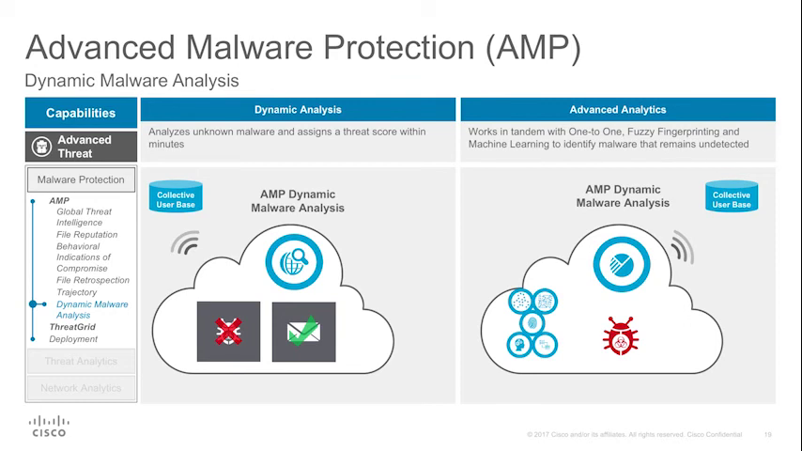Advanced analytics works in tandem with information from one-to-one signature, fuzzy fingerprinting, and machine learning, and combines that information with context from the global AMP community in order to identify new malware. Dynamic malware analysis is key to finding new threats in today's ever-changing threat landscape.